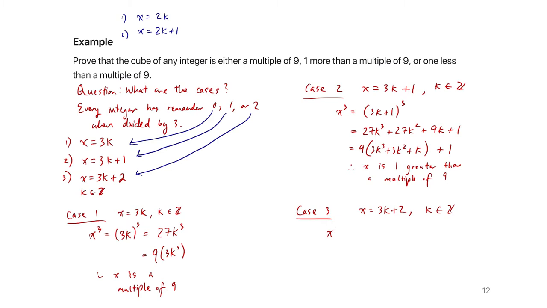Okay, I'll go through it pretty quickly. (3k plus 2) cubed. The first term will be this. That should be cubed, actually.